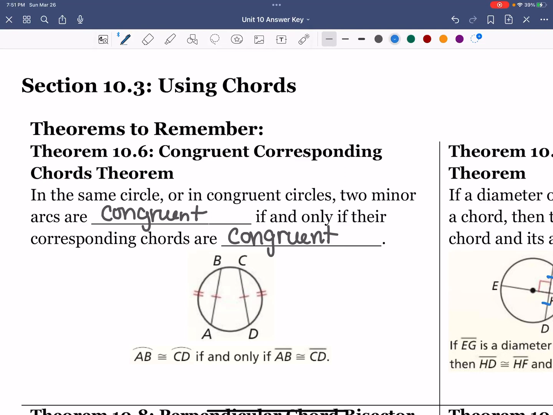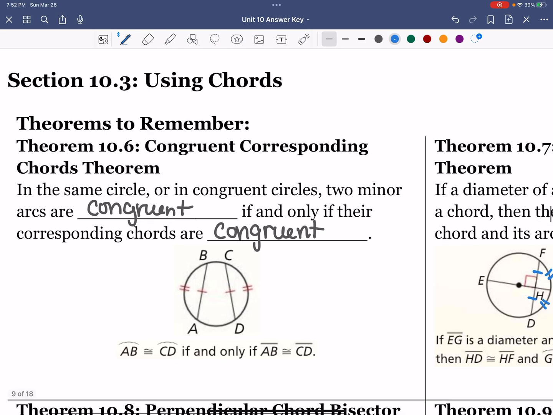This is section 3 of unit 10. We're talking about using chords and what we can do with them to help solve for different things. I have 4 theorems here that I do want to talk about.